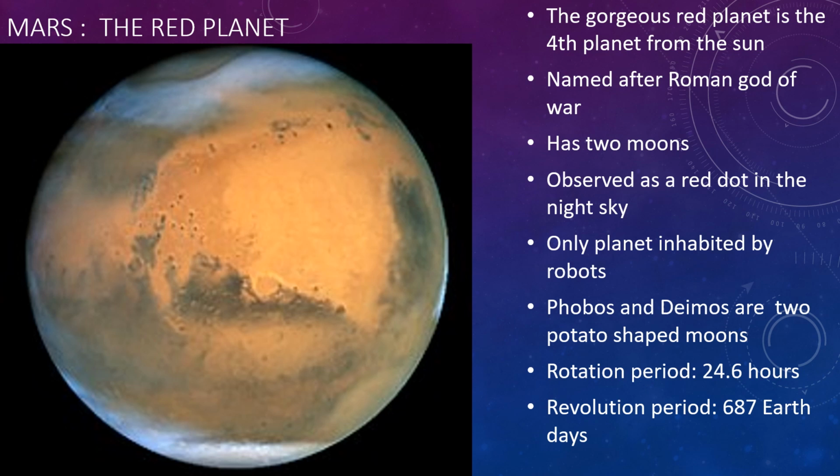Scientists also found that sometime in the past water flowed on the surface of Mars. Olympus Mons is the largest volcano on Mars. It is 3 times as tall as Mount Everest. And Olympus Mons is also the largest mountain in our solar system. The Martian soil is made of rust, which gives the gorgeous red planet its color.